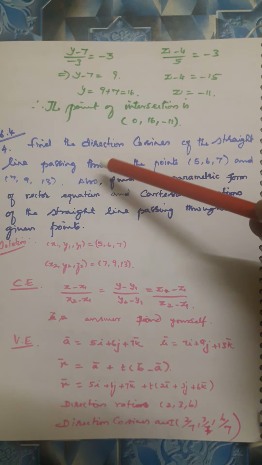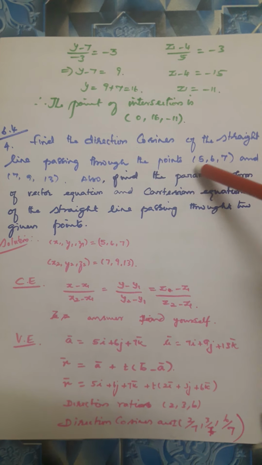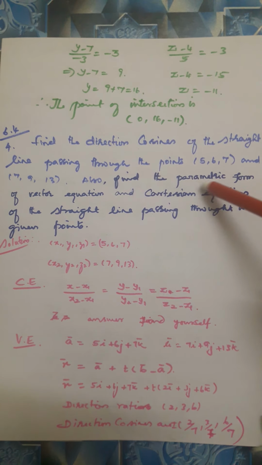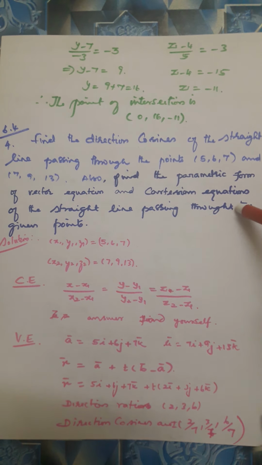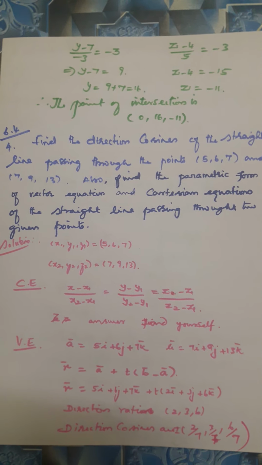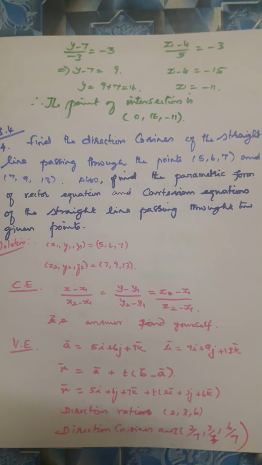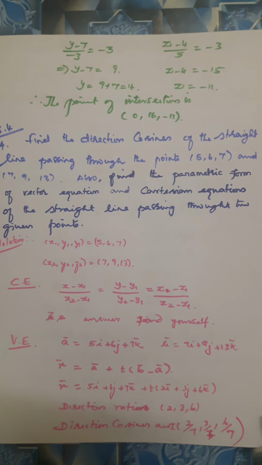Question number 4. Find the direction cosines of the straight line passing through the points, and also find the parametric form of vector equation and Cartesian equation of the straight line passing through the two given points. So this is category 1. The 2 points are given. You have to find the equation of line in parametric form and the Cartesian equation and direction cosines.